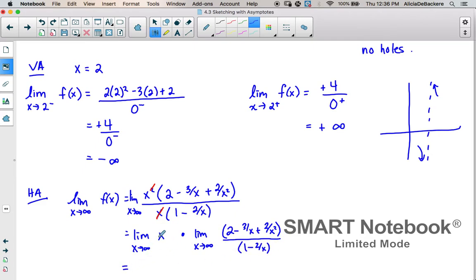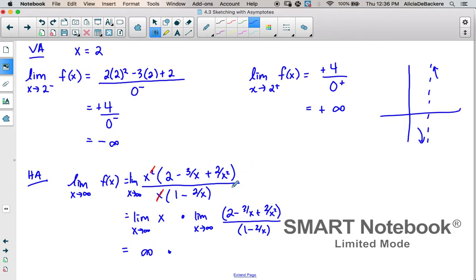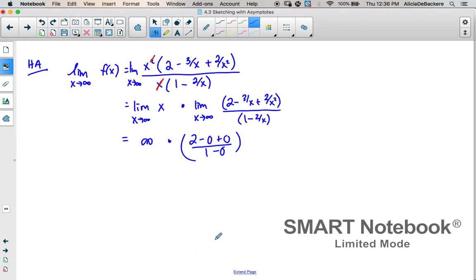And what's going to happen here is, as I take the limit as x approaches infinity of x, I'm putting an infinity in there. So that's infinity times, and over here I'm going to get 2 plus, minus 0 plus 0 over 1 minus 0. And so what I end up getting here is 2 times infinity, which is just infinity, which is telling me that as I move to the right-hand side of my graph, the y values are getting bigger. And so this is all I know. It's not approaching a horizontal asymptote.